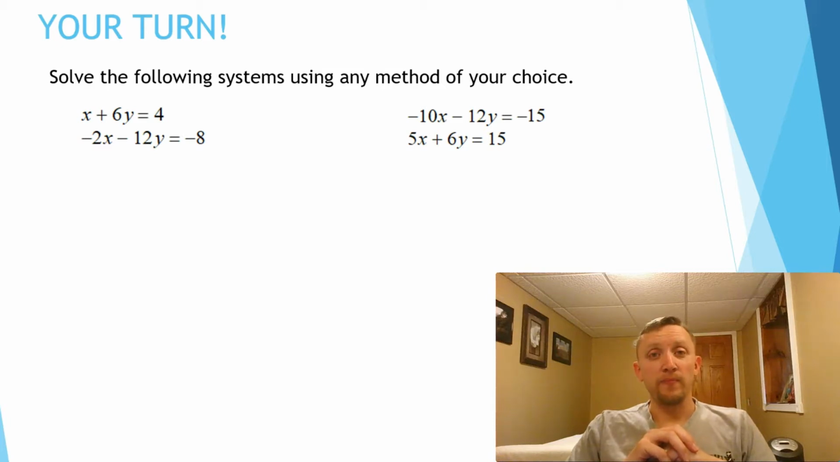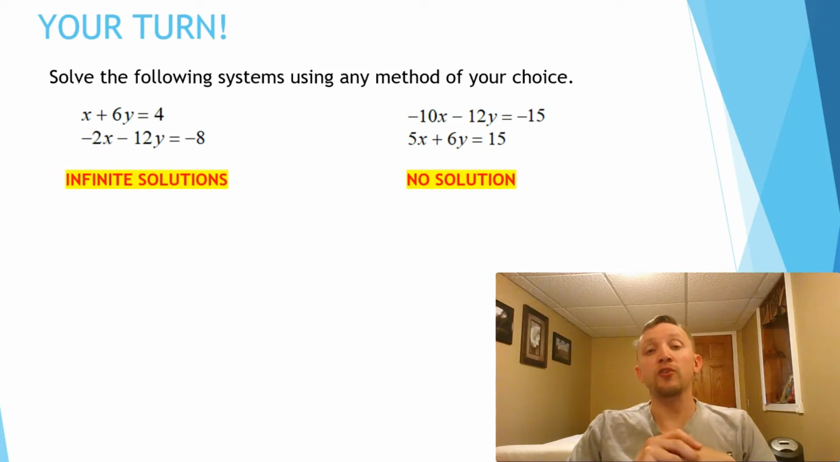All right. How'd you do? Well, let's look at both of those. So that first one, you should have gotten infinite solutions. Maybe you multiplied the first one by 2, and because I like elimination personally, I've always found that would be a little bit easier. But let's say if you multiplied the first one by 2, well, you'd have 2x plus 12y equals 8. When you add those together, everything cancels out.